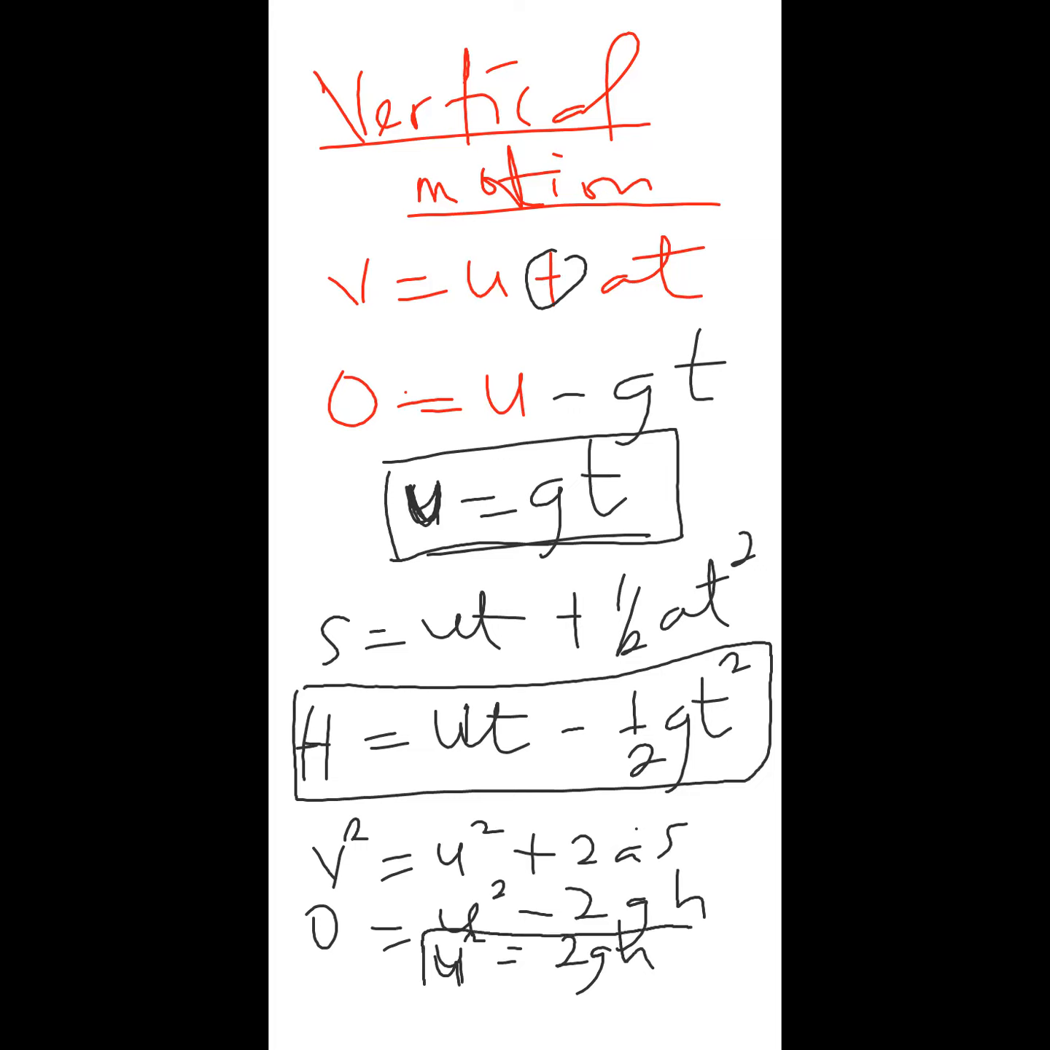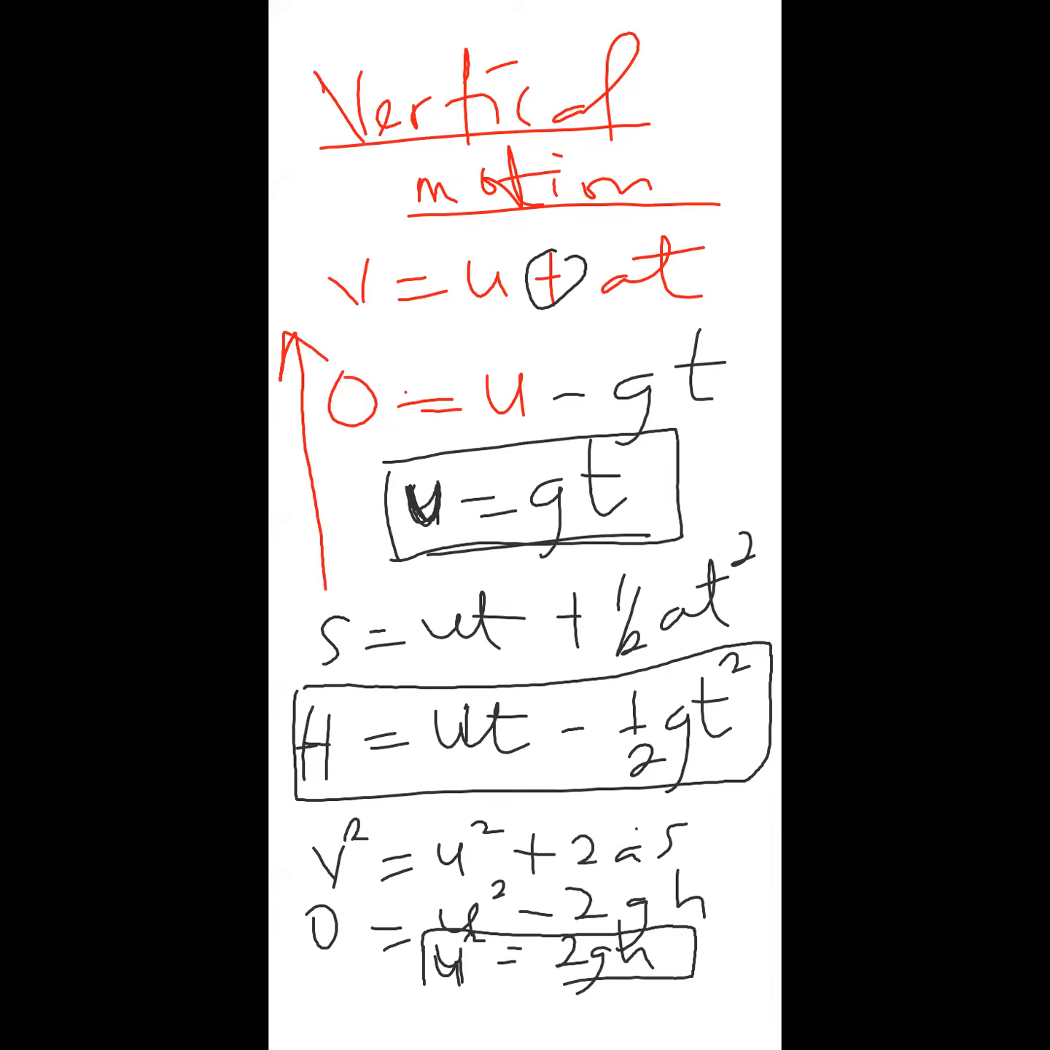We can put this in a box, all right? Let's just squeeze it down there like that. So U squared is equal to 2GH. But this is when you are throwing it up, when you are going up. So I'm going to use this one as moving up. This is when it is going against gravity.